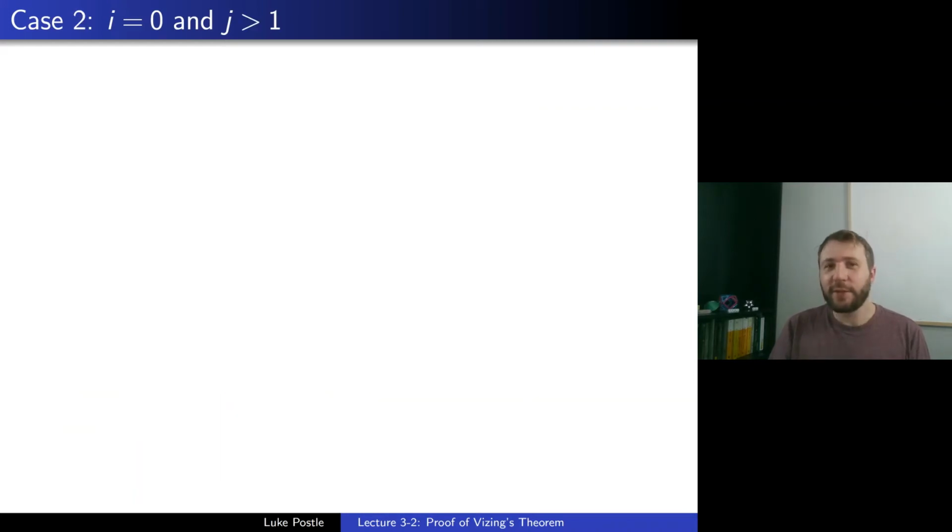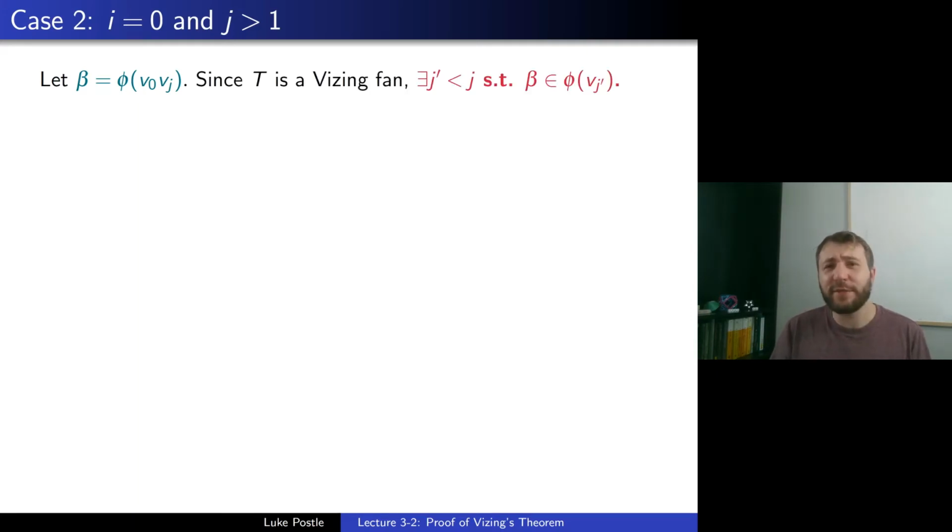So now what? Well, the next case is when i is 0 and j is greater than 1. So i being the center and some non-edge. And if you think about it, that means some non-first edge has to be colored, right? So only v naught v1 was uncolored, now we'd actually have a color, so let's give it a name, call it beta. So beta will be the color in phi of v naught vj. And if you think about it, by definition of Vizing fan, there has to be some earlier vertex where that color was missing. That was the definition of Vizing fan. So beta is missing at some earlier vj prime.